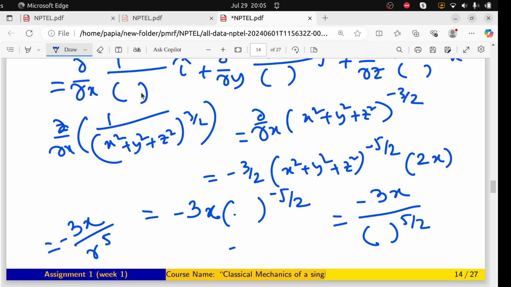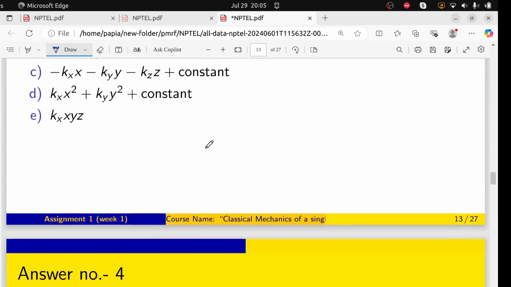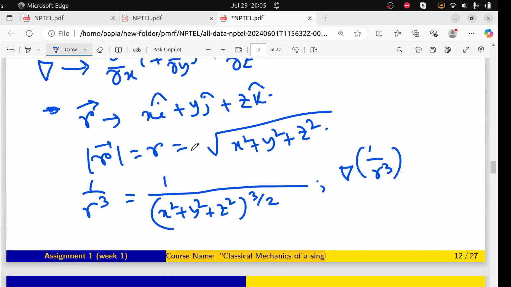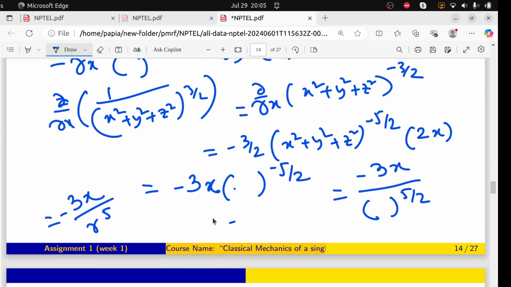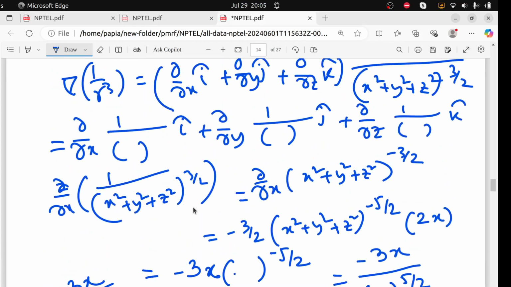Because r was root over of this one. So, as it is something to the power 5 by 2, can I write it r to the power 5? I think yes. So, this is coming as del del x of this.